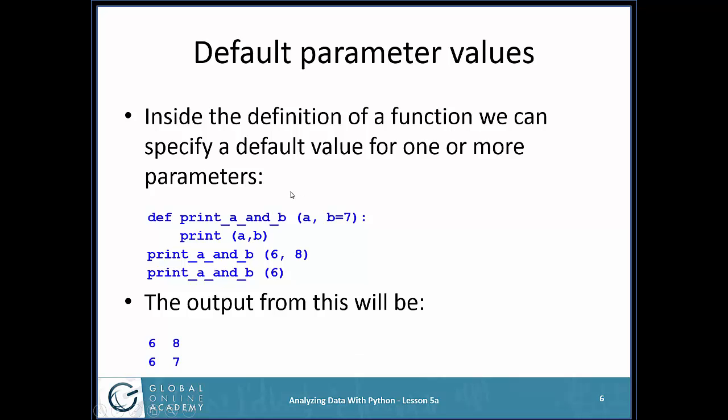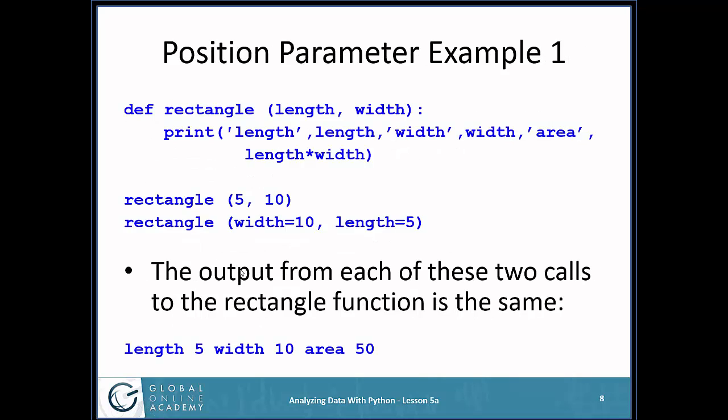Here's some examples. Let's see, I went the wrong direction. Let's page down. Here's a parameter example where I've got a function called rectangle. And a rectangle takes two parameters, length and width. What does it do when it gets the length and width? It prints out length and the value of length, width and the value of width, area and the value of length times width, which we all remember is the area of a rectangle.